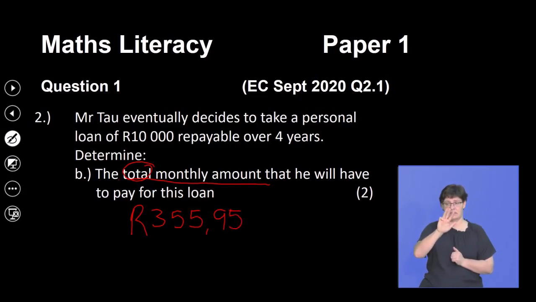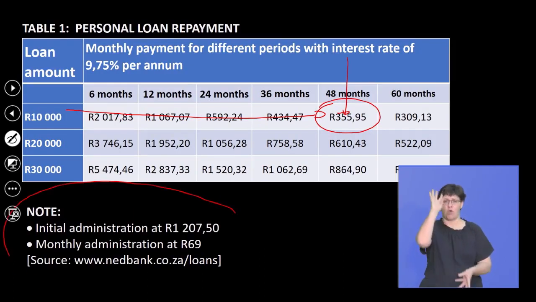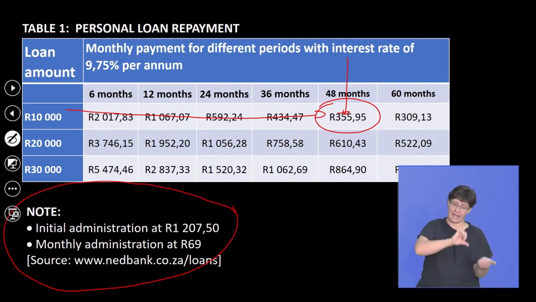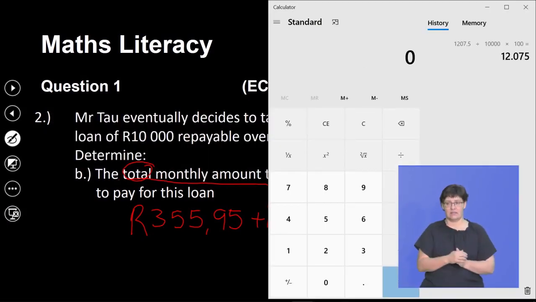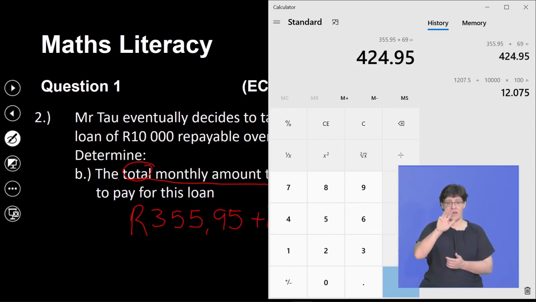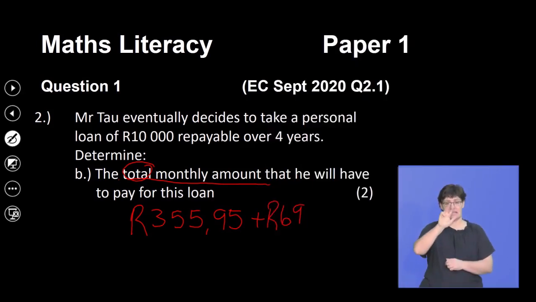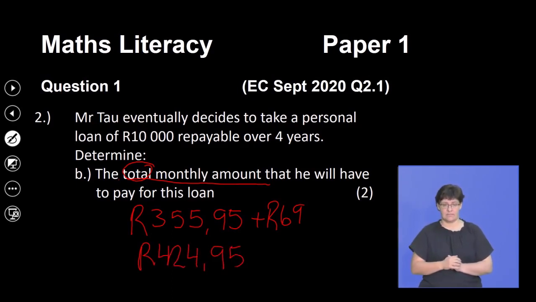But they asked me for a total. So I'm going to go back to my table, because I remember reading something on the table in these notes, and they told me that there was a monthly admin fee. So the monthly admin fee of 69 Rand, I need to add that. So I'm plussing my 69 Rand. Let's do that on the calculator. So I'm clear that. I've got 355.95 plus 69 Rand. Gives me an answer of 424 Rand 95 cents. Now I've answered the question. Let's see what the next part is.